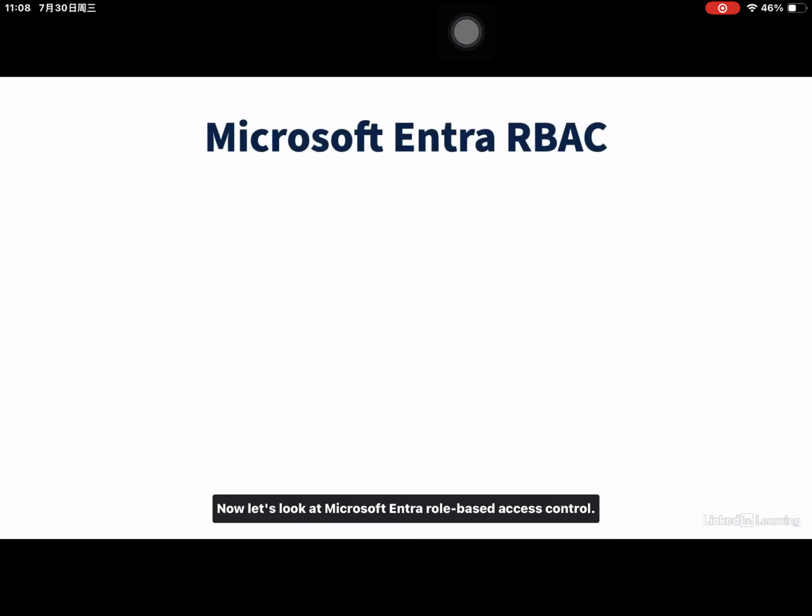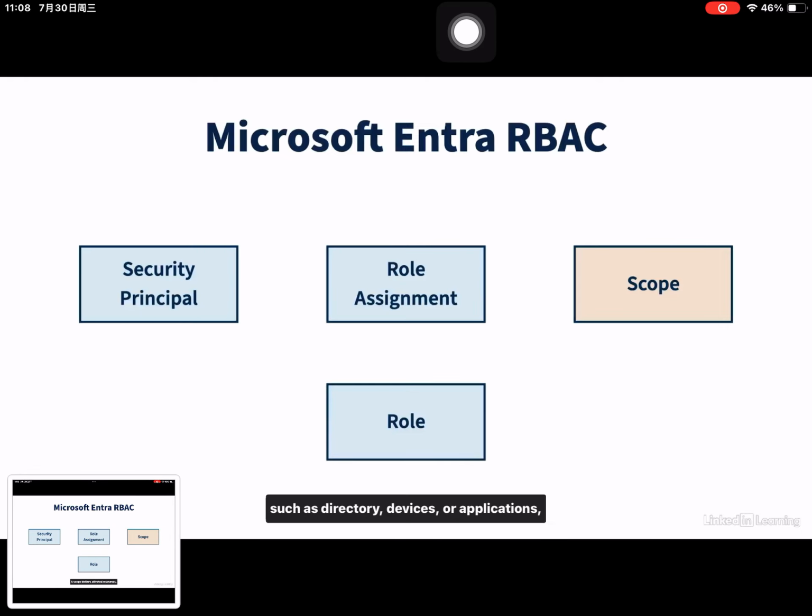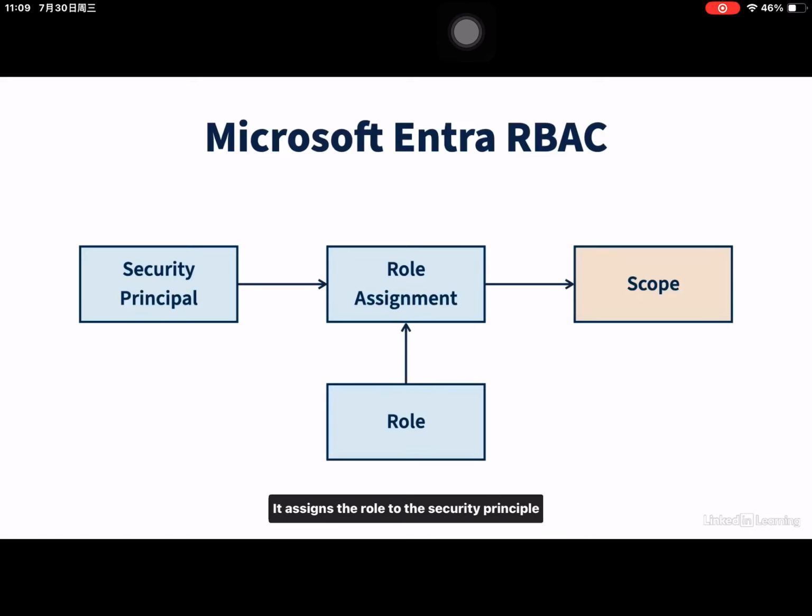Now let's look at Microsoft Azure role-based access control. It has 4 components: security principal, role, scope, and role assignment. A security principal can be a user, group, or service principal. A role represents a set of permissions, such as user admin, application developer, or security admin. A scope defines affected resources, such as directory, devices, or applications. And a role assignment brings everything together. It assigns the role to the security principal for accessing the specified scope of resources.